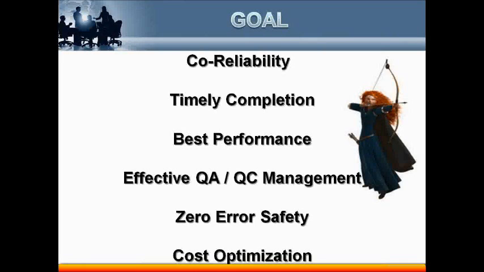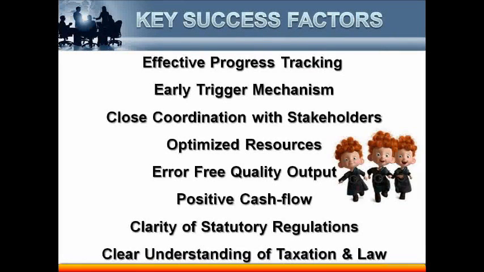Now, these are the six parameters that should be part of the goal at the end of the project execution, and the entire project execution plan should flow along these goals. So the goal should be an undercurrent in the entire project execution plan.